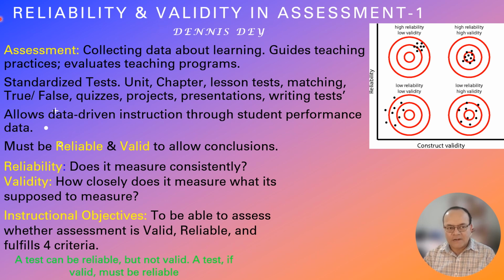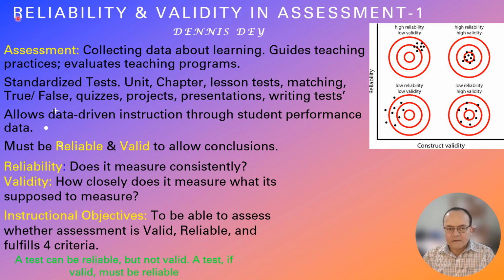So a test can be reliable, but the letter V can override it, but it may not be valid. But if a letter V is valid, it's senior and can override R. So a test, if valid, must be reliable. There's a method to my madness, okay? As we go along this assignment and as I go along teaching, towards the last few slides, I'll tie this all up. But for now, just remember a test can be reliable but not valid. A test, if valid, must be reliable.